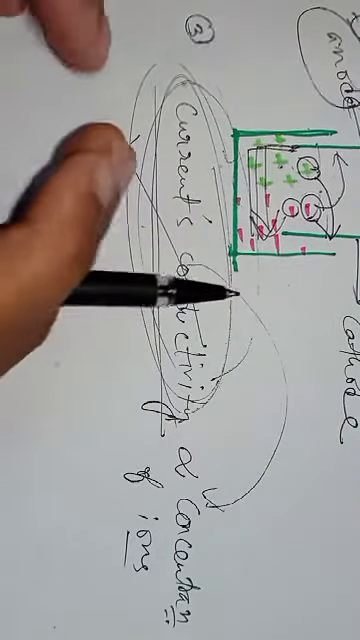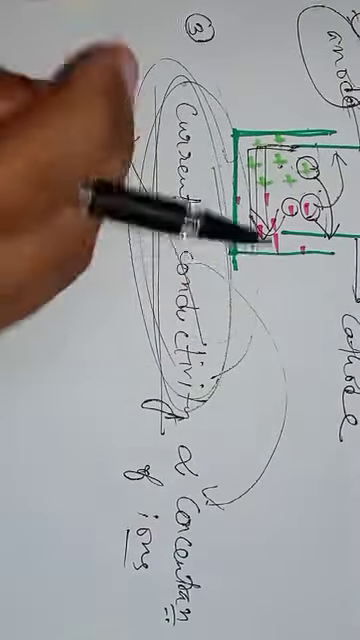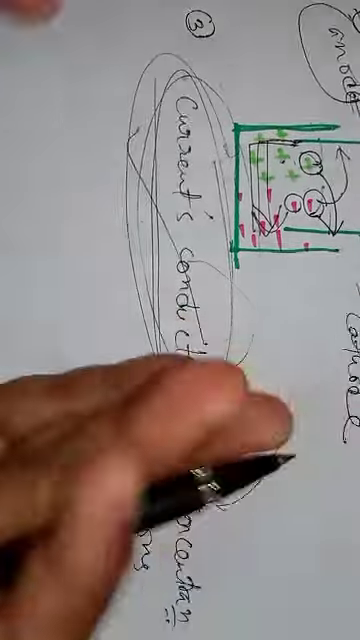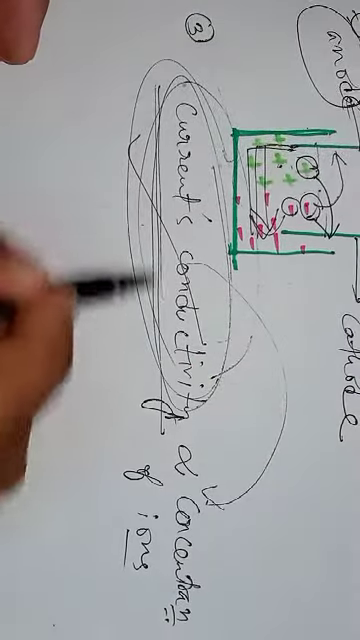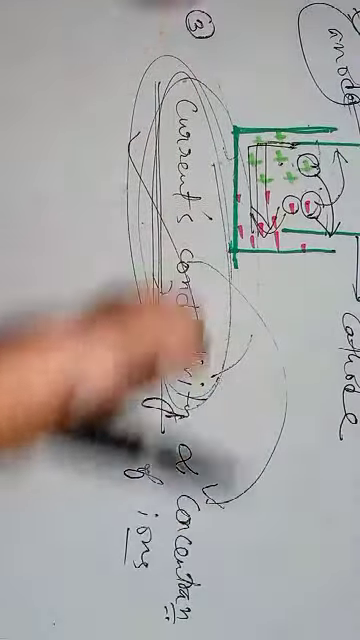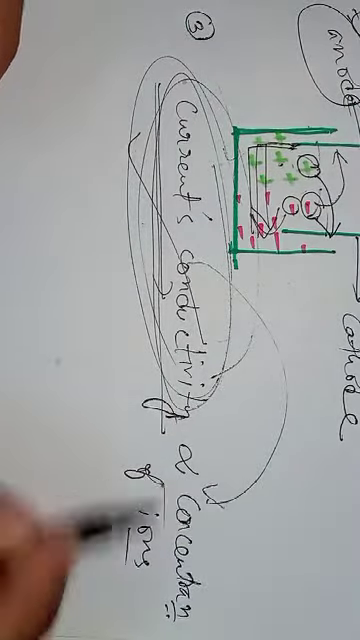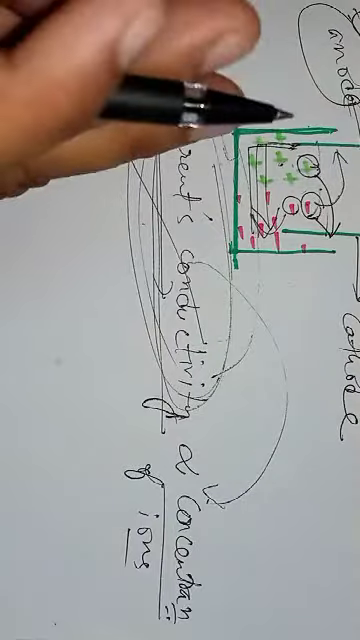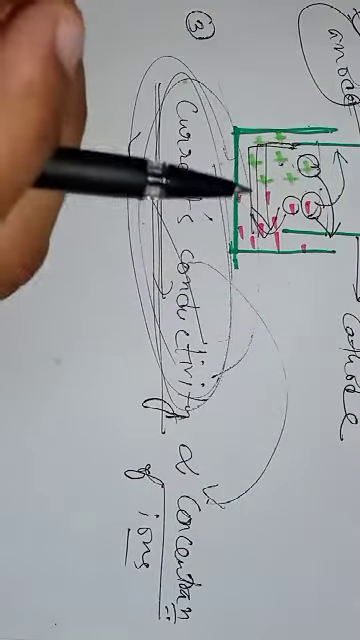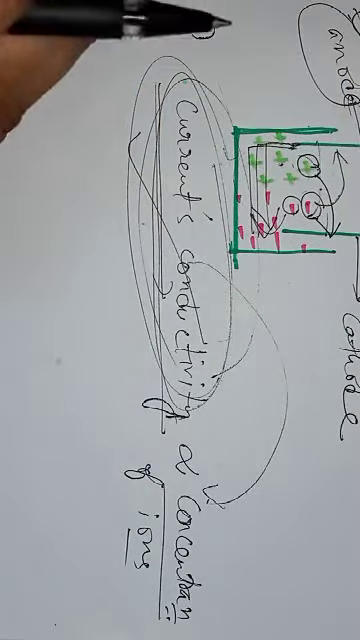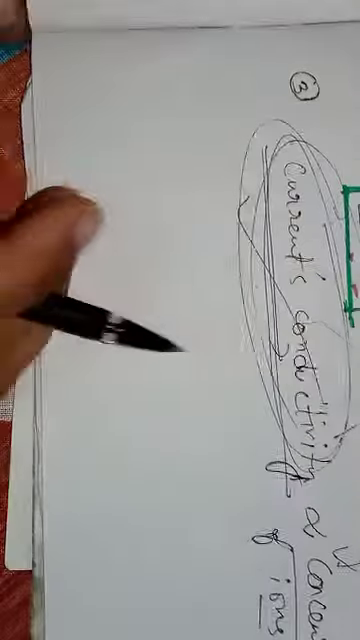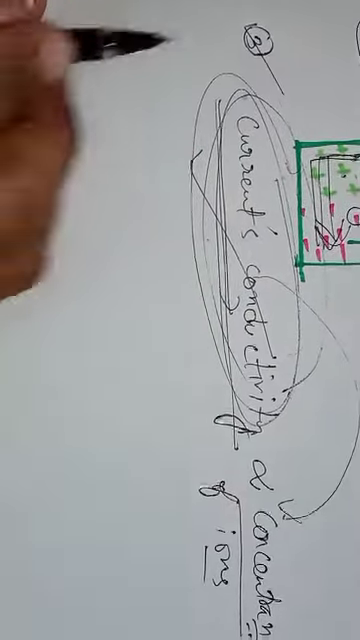Okay, so if the electrolyte is getting dissociated into a greater number of ions, then more electricity will pass through that solution. If it has fewer ions, if it is not getting dissociated completely or only to a very small extent, then less electricity will pass through it. This was the third law of Arrhenius.